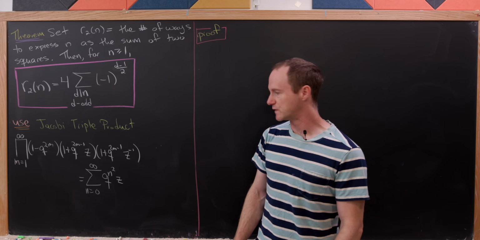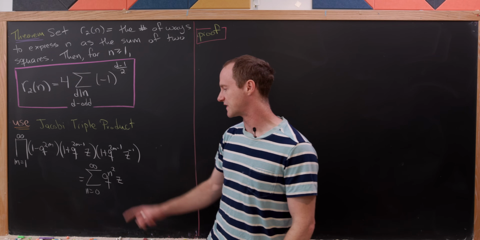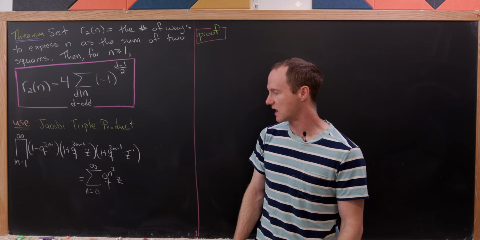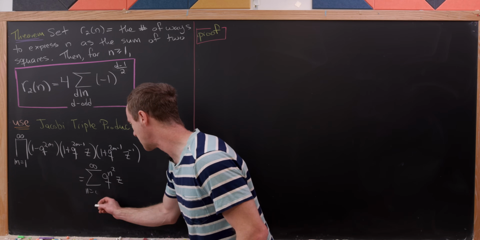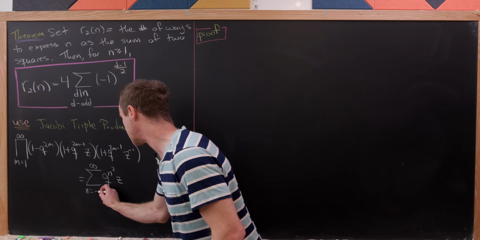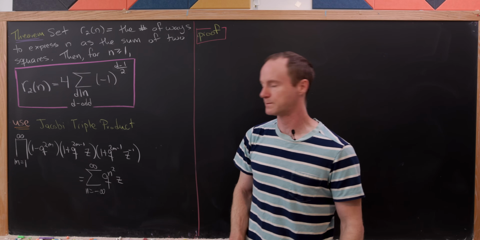So let's observe that if we set z equal to 1, we get the sum as n goes from 0 to infinity of q to the n squared. And I just observed here that this is a mistake. This should have been from minus infinity to infinity.